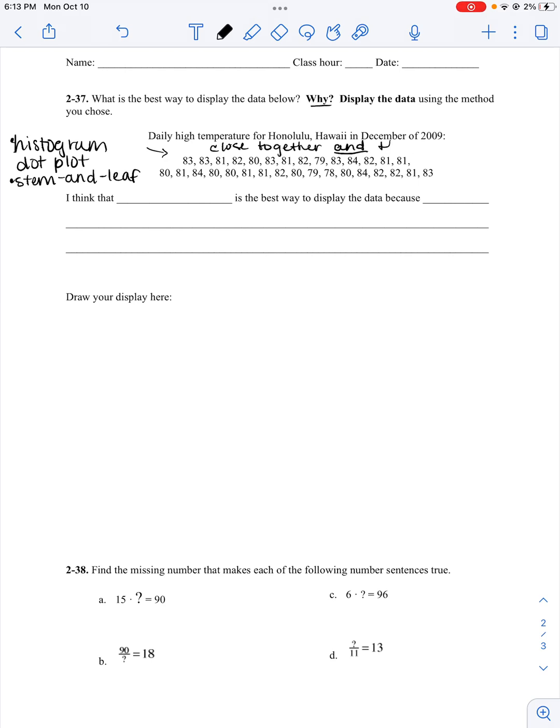And there's a lot of repeating numbers. So in that case, I'm going to choose a dot plot. So I think that a dot plot is the best way to display the data because the numbers are close together. And they repeat.